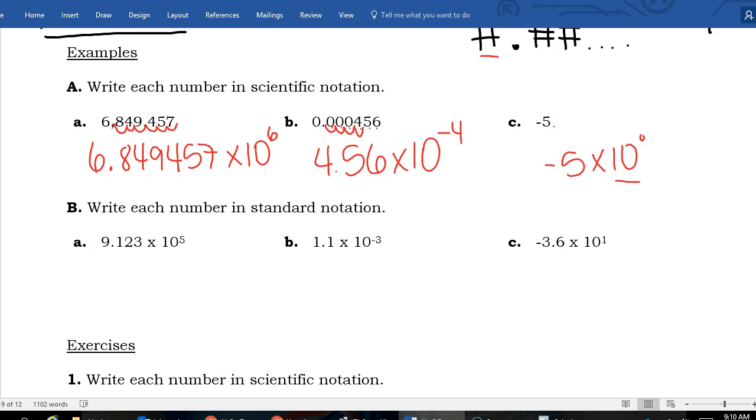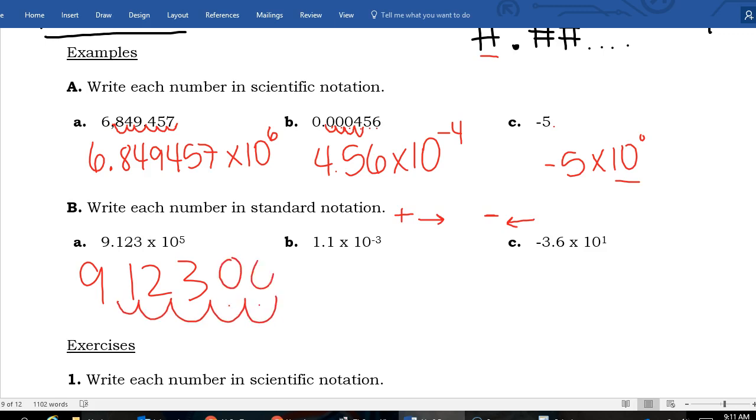So if I wanted to go back from scientific notation into standard notation, we're going to move our decimal backwards compared to how we just moved it. So a positive power means move your decimal back to the right, and a negative power means move your decimal to the left. Okay? So 9.123, I'm going to write 9.123. I need to move my decimal 5 places. So starting here, 1, 2, 3, 4, 5. And these empty spaces here get filled in with zeros.